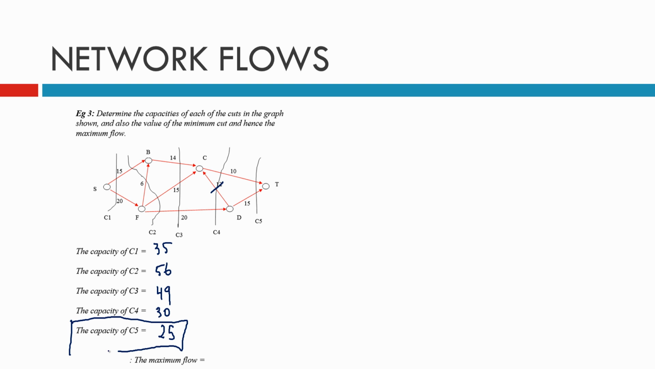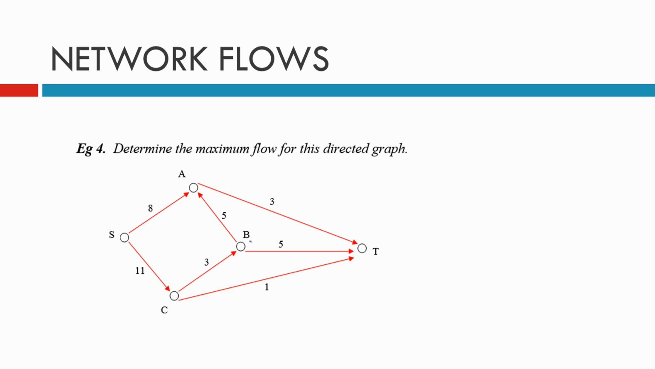There it is right there. So our maximum flow equals 25. Because remember, maximum flow equals minimum cut. Example 4, determine the maximum flow for this directed graph. So we're only going to do the one where it is, the cut that gives us the answer. We can try everywhere else, but we're just going to do the one that it is.